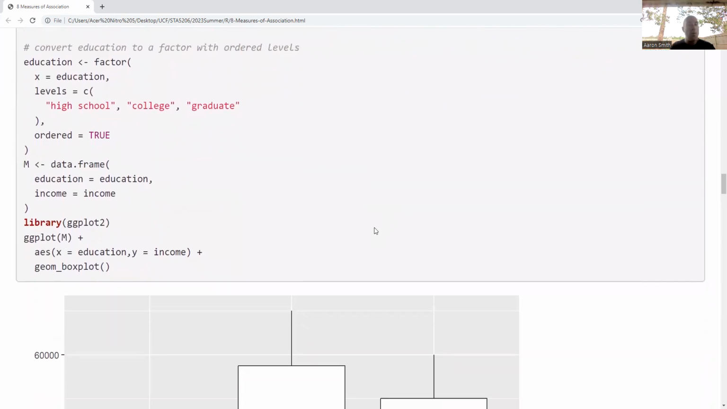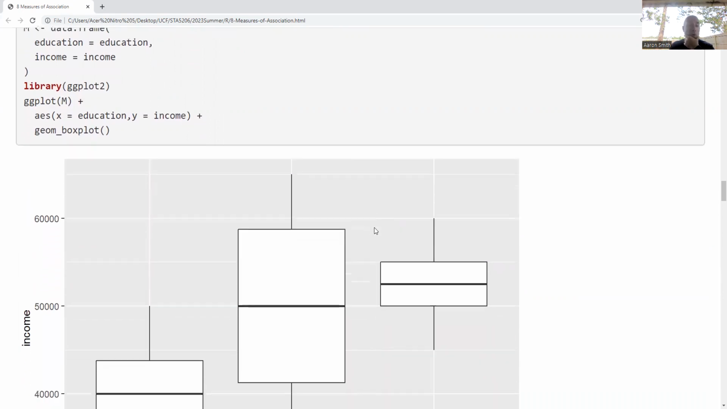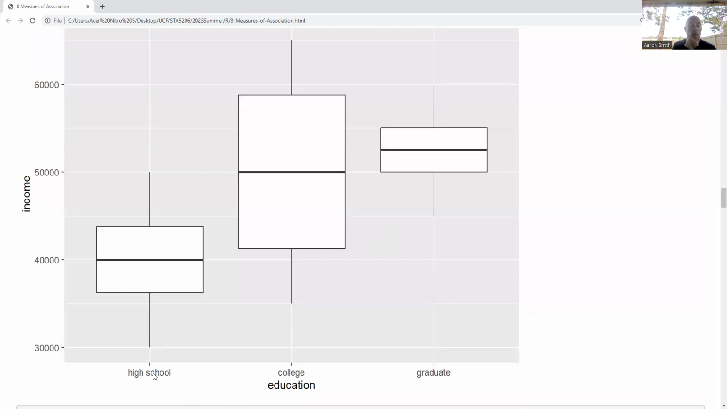And so here, to run through this, there's a typo in the paragraph I had. Income would be continuous for this. So to plot this, here I have high school. You can see that the box plot says the central tendency is around 40,000 for this fake data. College is around 50,000 for this fake data. And graduate is around 55, or a little bit less than 55,000.